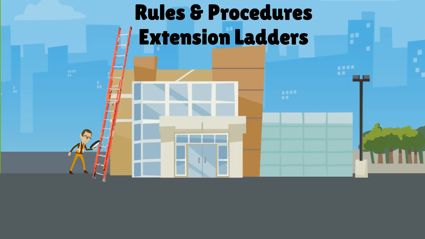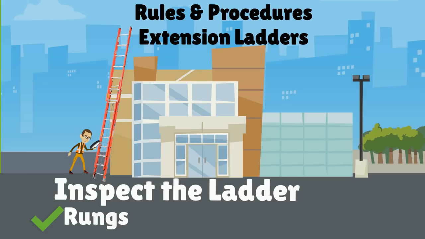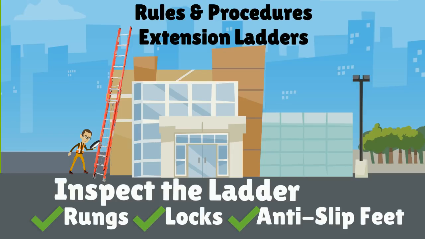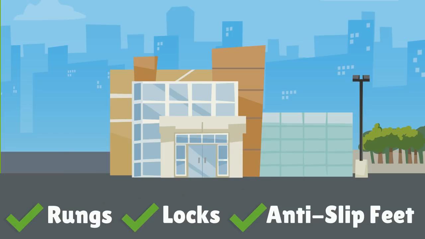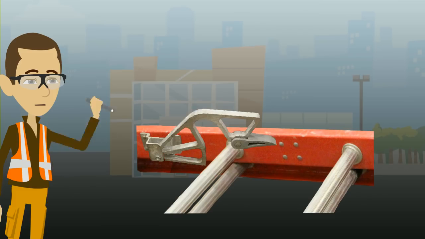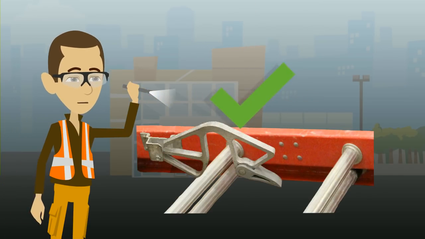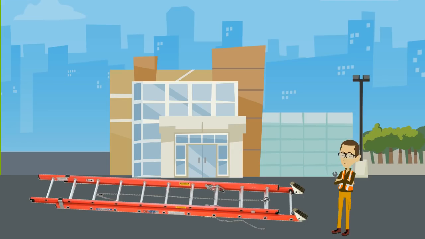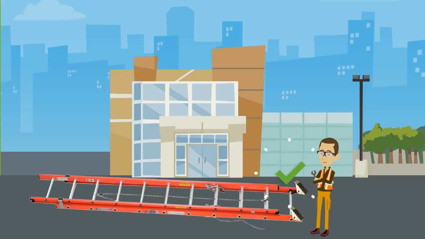Before each use, inspect the ladder. Ask yourself these questions as you inspect the ladder. Are the rungs in good condition? Do the ladder locks function correctly? Does the ladder have anti-slip feet? And, if so, are they in good condition?